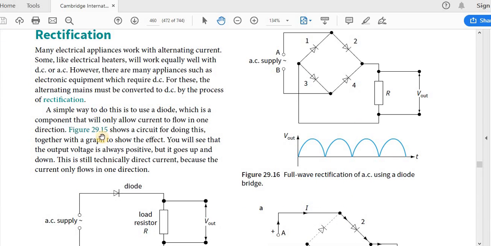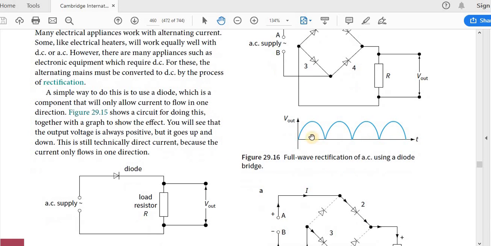Okay. A simple way to do this is to use a diode, which is a component that will only allow current to flow in one direction. The circuit for doing this is shown together with a graph to show the effect. You will see that the output voltage is always positive, but it goes up and down. This is technically direct current because the current only flows in one direction. So here you get direct current because there is no negative voltage, only voltage in one direction. Similarly, the current is only in one direction. Even though it's changing, it's still direct current and direct voltage.